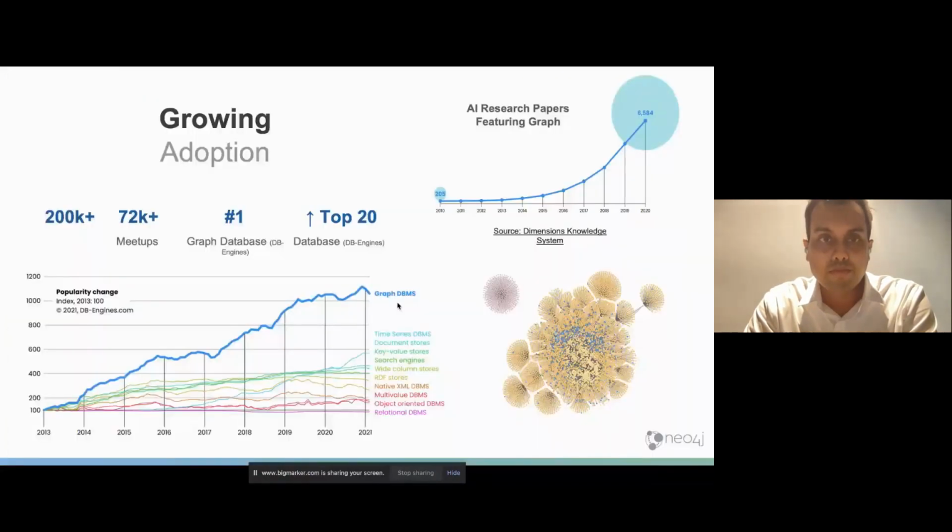If you turn to academia, the AI research papers featuring graph and graph-related technologies are growing. Over the last 10 years, we have seen an exponential growth in research papers featuring graph. There are more than 200,000 downloads, more than 72,000 meetups. Neo4j is now in the top 20 databases across categories. And just if you look at the graph database category, it's the fastest growing in popularity on DB-Engines.